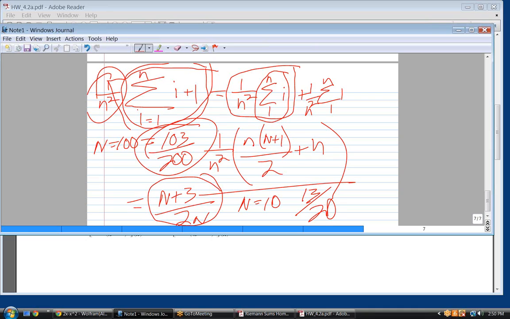But in evaluating it, I used these formulas that are right at the beginning of section 4.2. I don't know if you have your book or not, but if you can turn to where the summation formulas are, theorem 4.2. There are 4 summation formulas there.